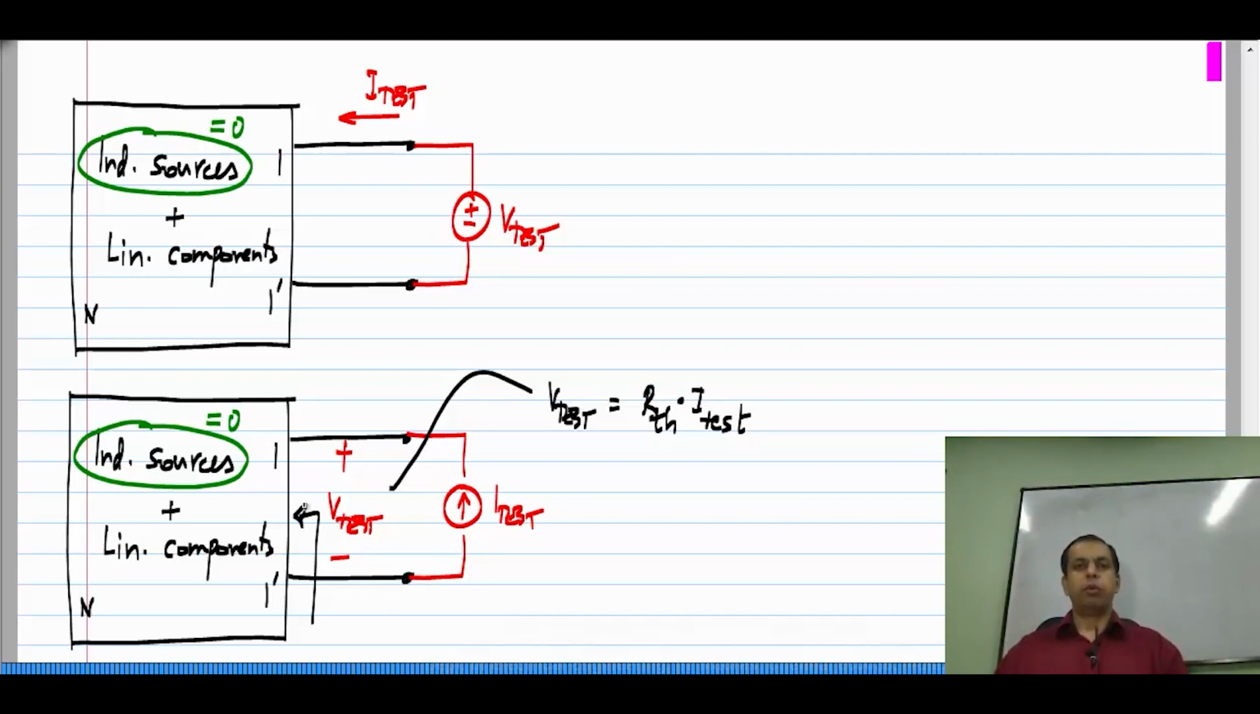Now, another thing I want to point out here is that, again, although I started with some specific circuit connected to it, what I am measuring here only belongs to the circuit N. So, finally, I am modeling only the circuit N.